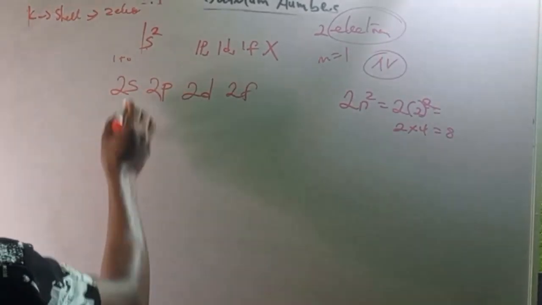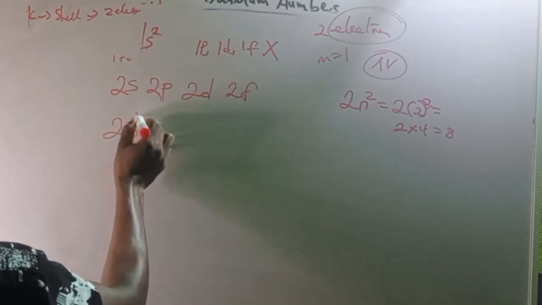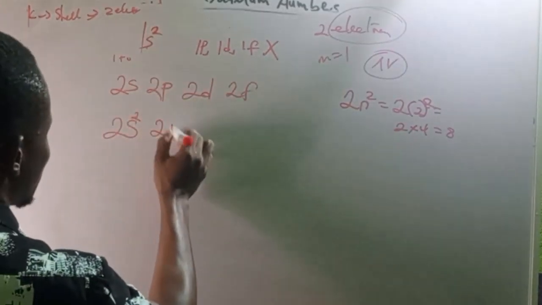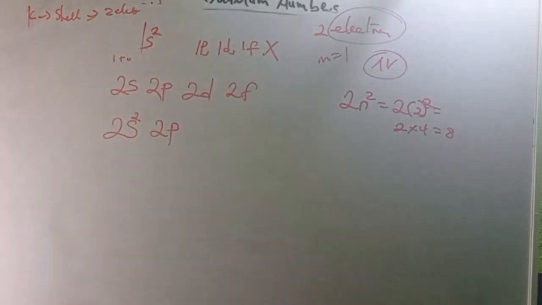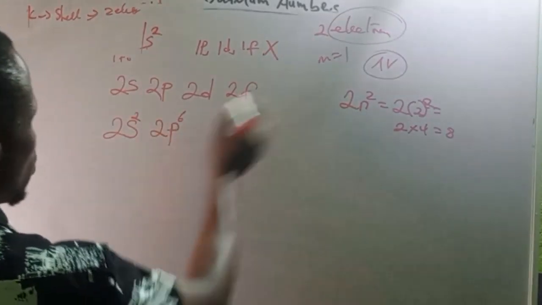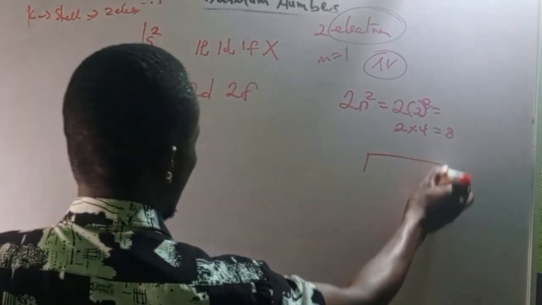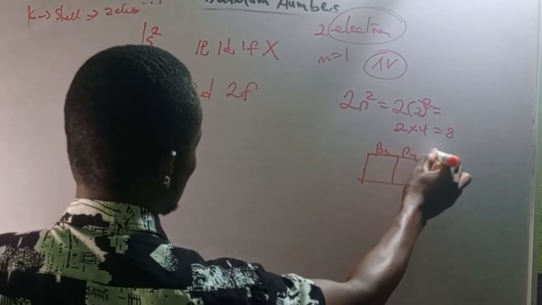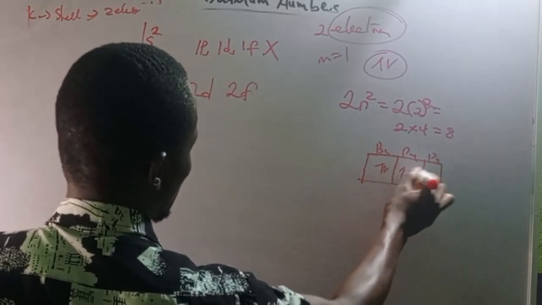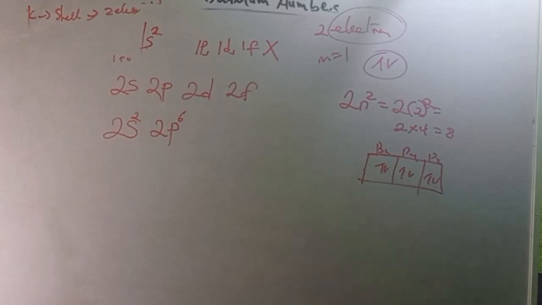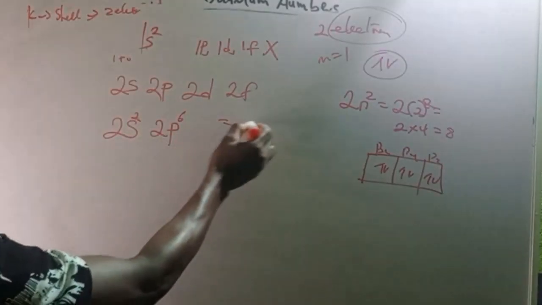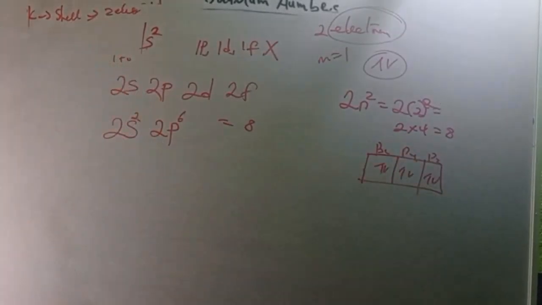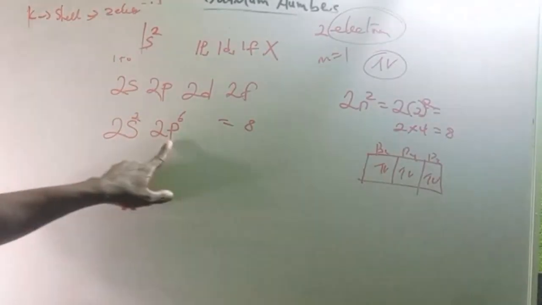How many electrons can occupy s orbitals? 2 electrons can occupy s orbitals, is it not? How many electrons can occupy p orbitals? The maximum number of electrons that can occupy p orbitals is 6 electrons. Why? Because p orbitals have how many suborbitals? 3 suborbitals, px, py, pz, is it not? Each of them can occupy a maximum of 2 electrons, is it not? That is 6. 2 plus 6 is what? 8. How many electrons can occupy the second energy level? 8 electrons. So these 8 electrons have been taken by the s orbital and p orbital.